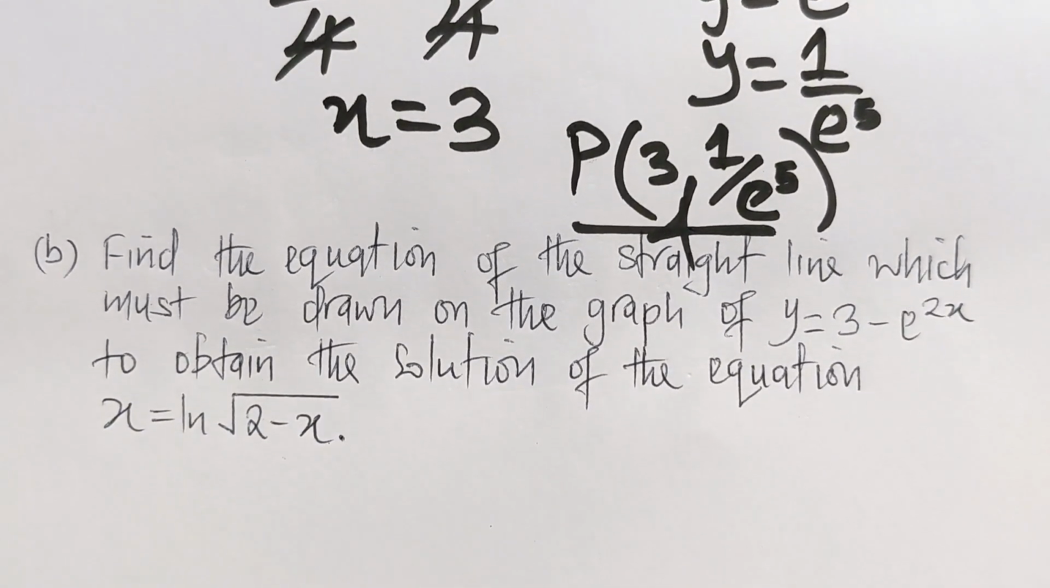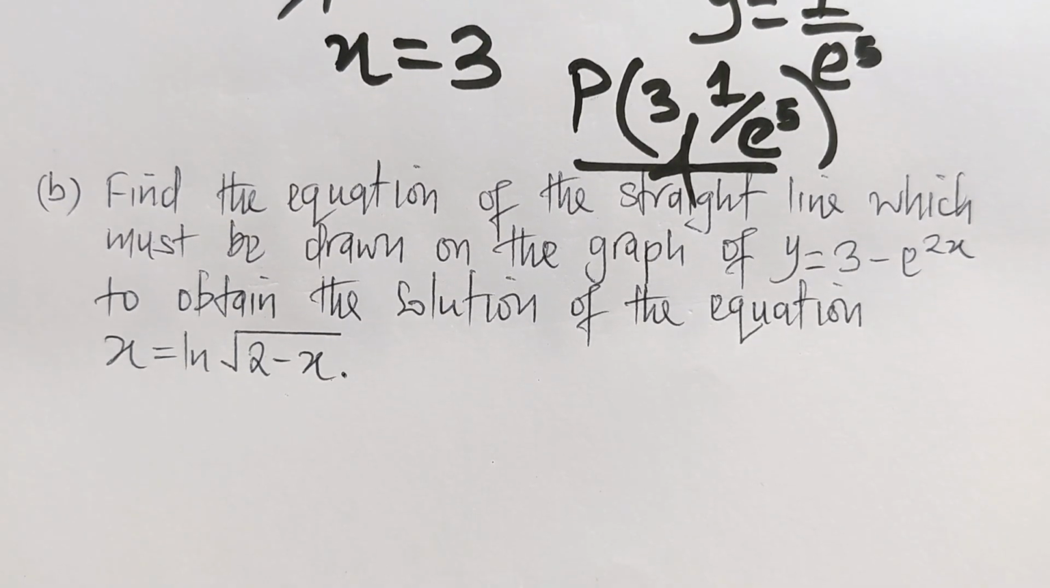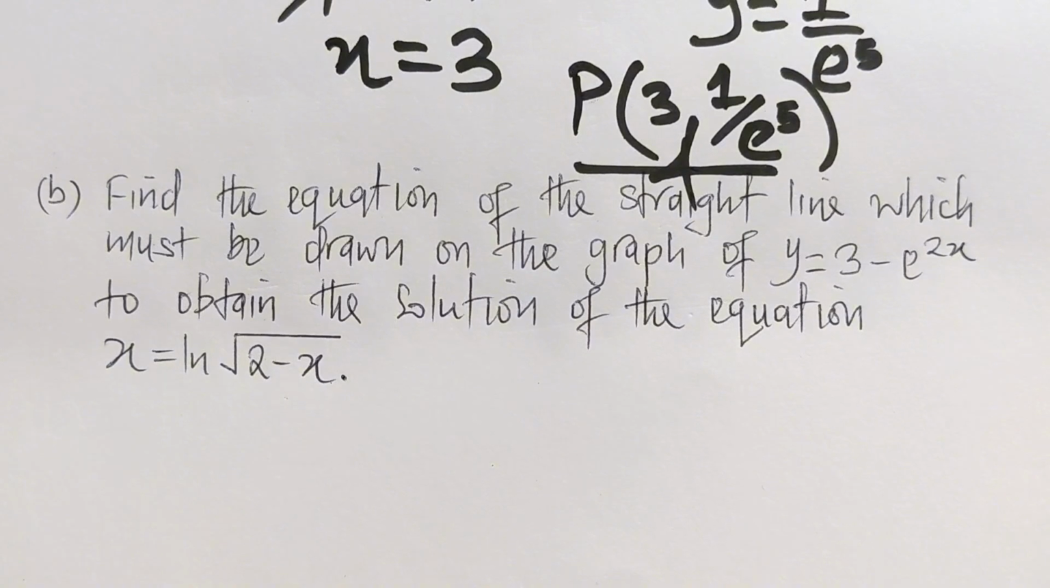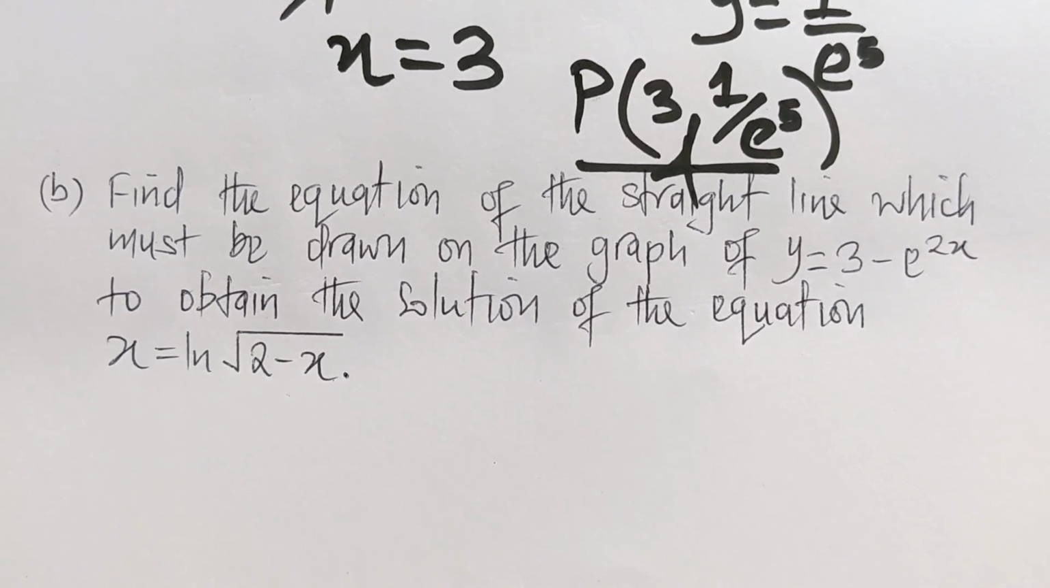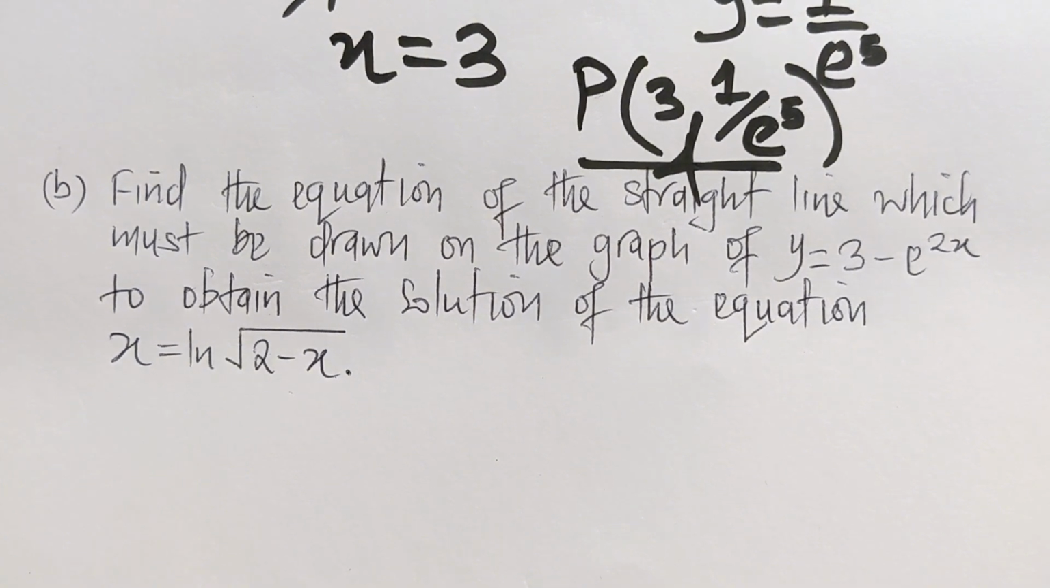On B, the question reads: find the equation of the straight line which must be drawn on the graph of y equal to 3 minus e to the power 2x to obtain the solution of the equation x is equal to ln square root of 2 minus x.